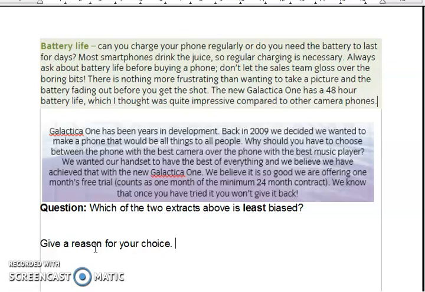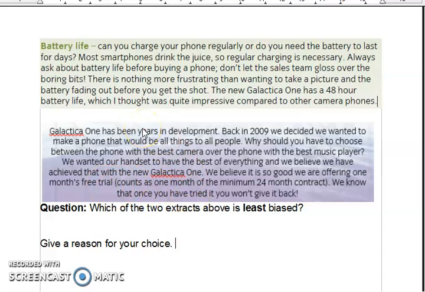Other things to look out for is the sheer number of persuasive language features in this second text here. So you've got rhetorical questions. So why should you have to choose between the phone with the best camera over the phone with the best music player? And we believe it's so good we're offering a month's free trial. So it's really trying to sell it. And we know that once you've tried it, you won't want to give it back. So again, use of hyperbole there.